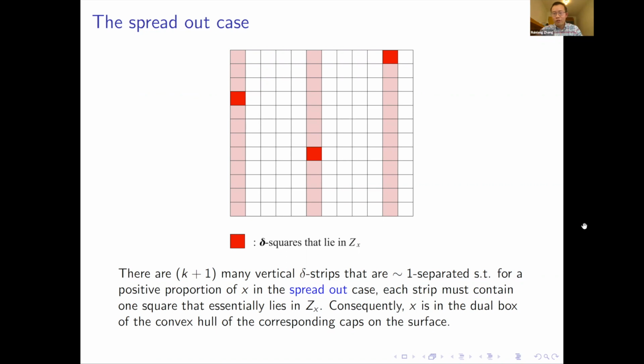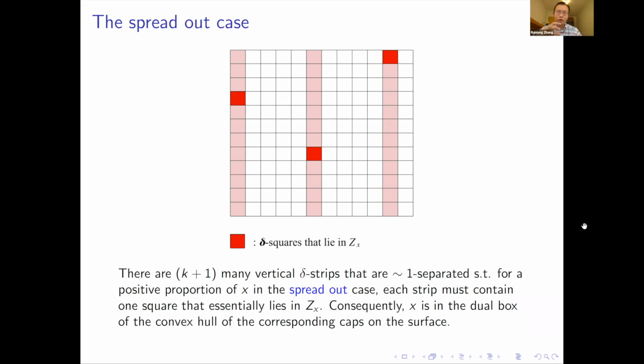But then we realize that, for example, if these 3 red squares are all in the stationary set of 1 point, we can actually locate that point in the space. If you look at the corresponding picture of these 3 squares on the curved surface, they correspond to the so-called caps on the surface. And if all of them are in the same stationary set, then this forces our x to be in the convex body that's dual to the convex hull of the 3 caps. And we get information from there.